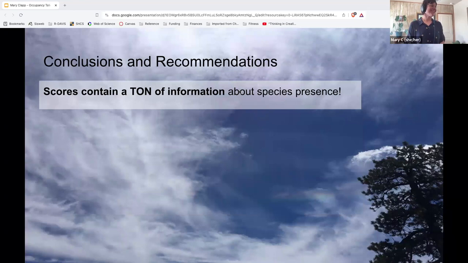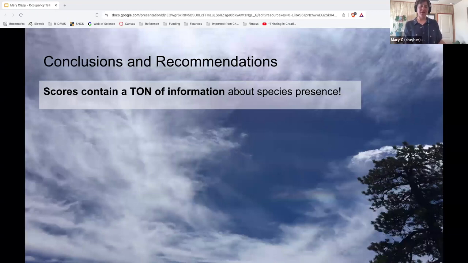Almost done. Our main conclusion is that these score distributions contain a ton of information about species presence. And integrating those scores was one of the most challenging parts of designing the model, but it made a big difference in terms of the model's ability to estimate the relationships that we were interested in. I think having an entire distribution of those top scores for every single site visit, rather than just a 0 or 1, provides way more detailed information about whether that site is occupied.